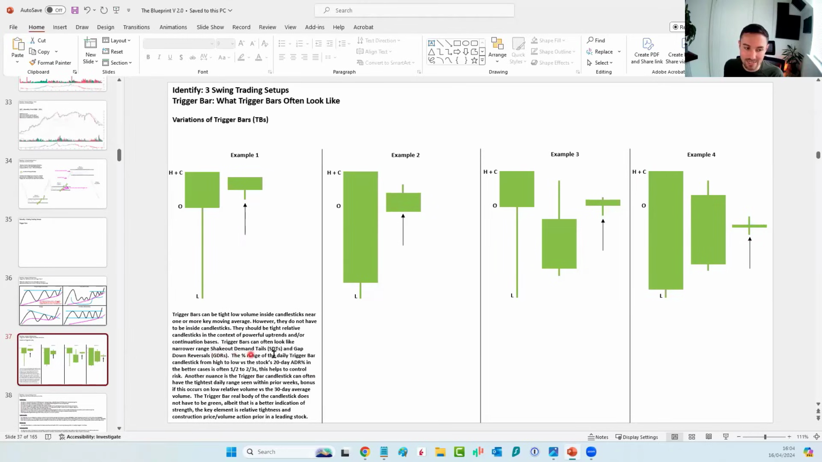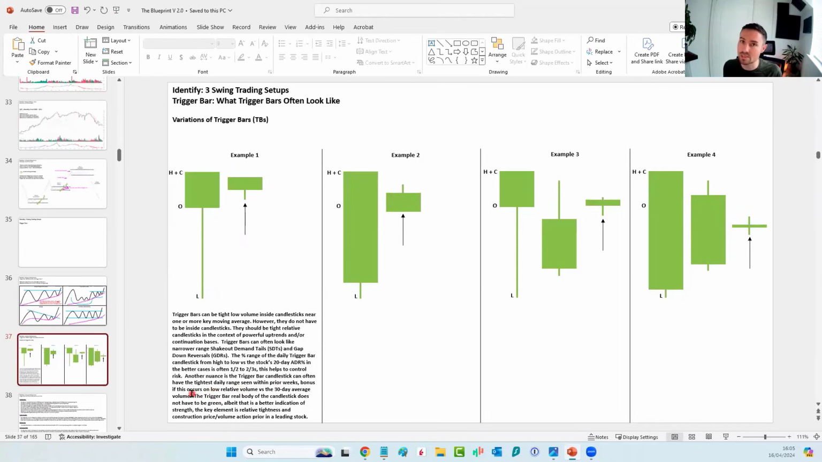The percentage range of the daily trigger bar candlestick from high to low versus the stock's 20-day ADR percentage, in the better cases, is often 1/2 to 2/3. This helps to control risk, as we'll talk about a little bit later. Another nuance is the trigger bar candlestick can often have the tightest daily range seen within prior weeks. Bonus if this occurs on low relative volume versus the 30-day average volume.